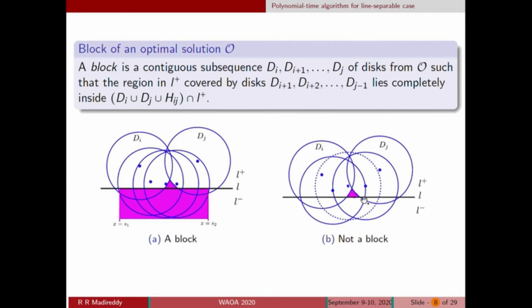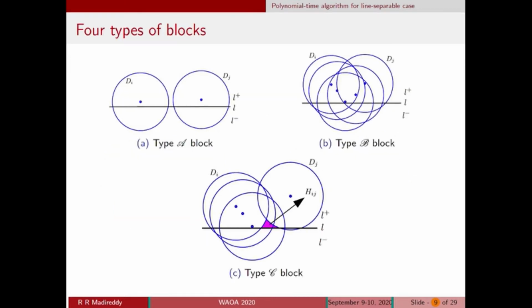So there are four different types of blocks that can exist. The first type of block is type A, where dA and dj do not intersect. In this case, when dA and dj are not intersecting, this j will become i plus 1, which means the two disks will be adjacent disks in the upper envelope as well as the lower envelope.